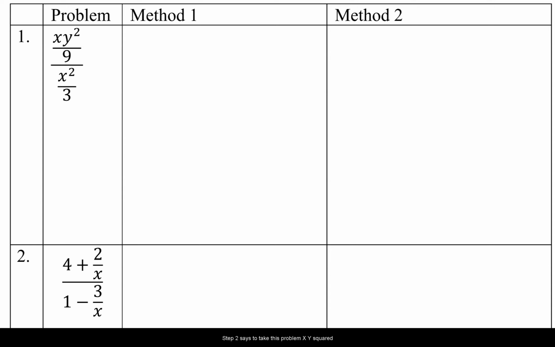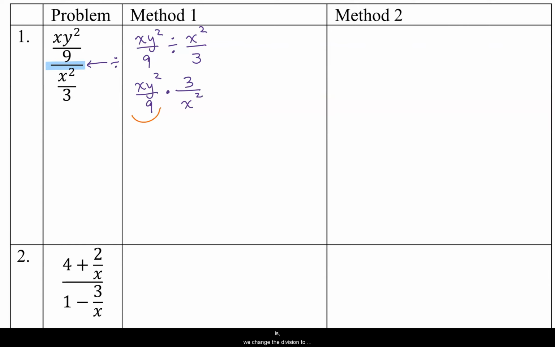Step 2 says to take this problem, xy squared over 9 divided by x squared over 3. I'm going to write it as a division problem, noticing that this large fraction bar here is really division. Once we do that, we can copy, dot, flip. We copy the first one over as is, we change the division to multiplication, and then we take the reciprocal of the second fraction in order to turn the division problem into a multiplication problem.